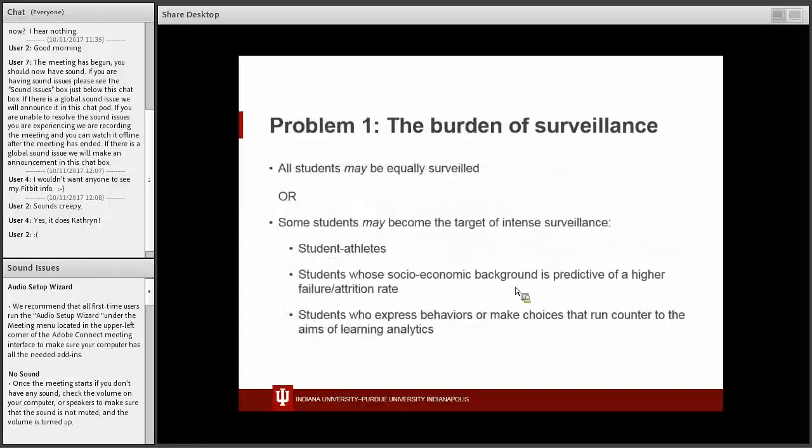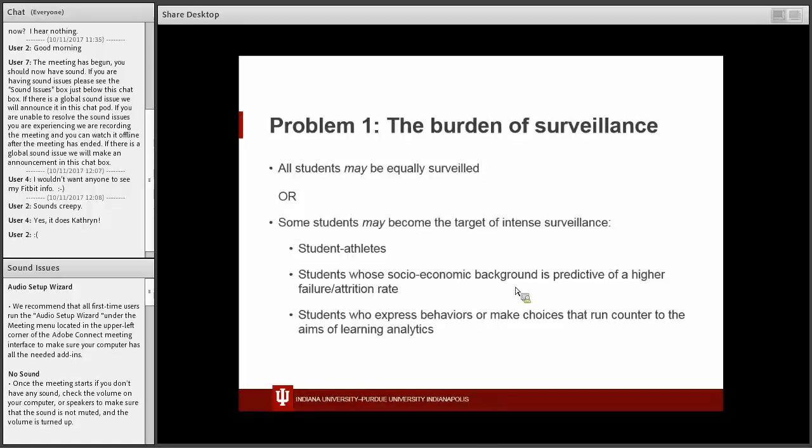So let's get into the problems, the ethics of it. So problem number one, the burden of surveillance. So it may be that all students are equally surveilled. So students A, B, and C are all given the same type of attention via the dataveillance technologies. But it may also be that some students, like student A, may become the target of intense surveillance. And some students may be targeted more than others because they're student athletes.